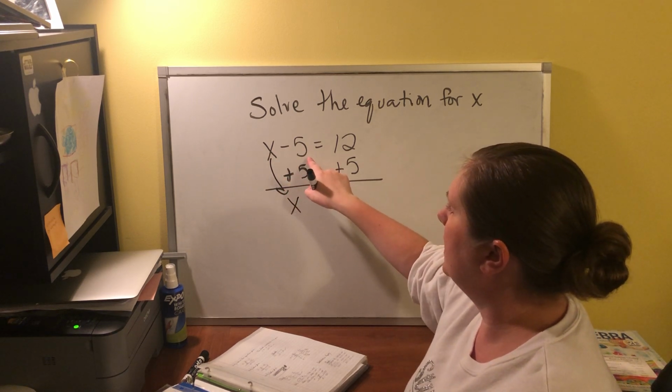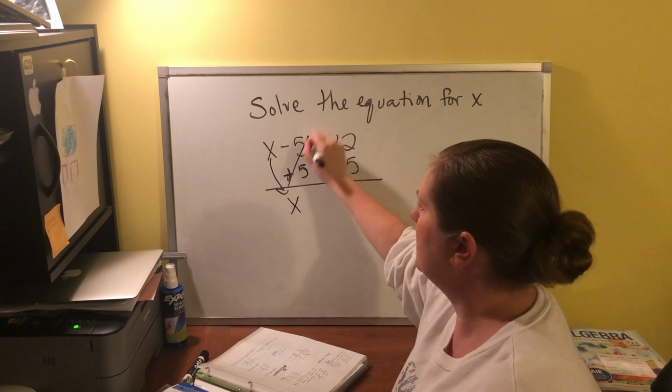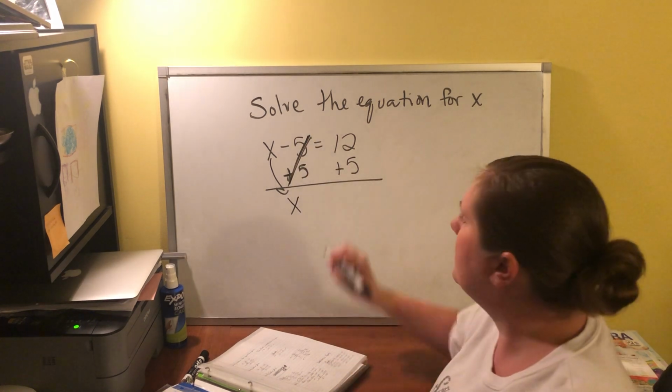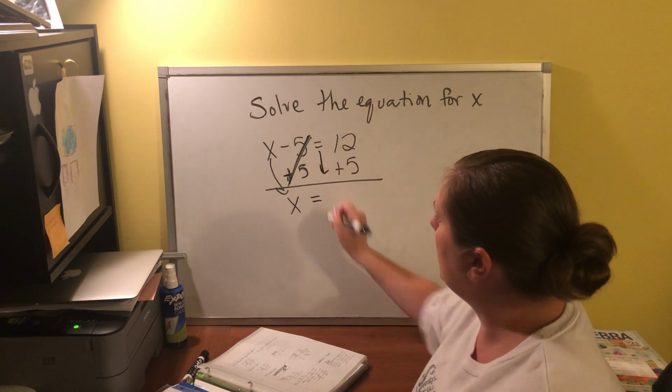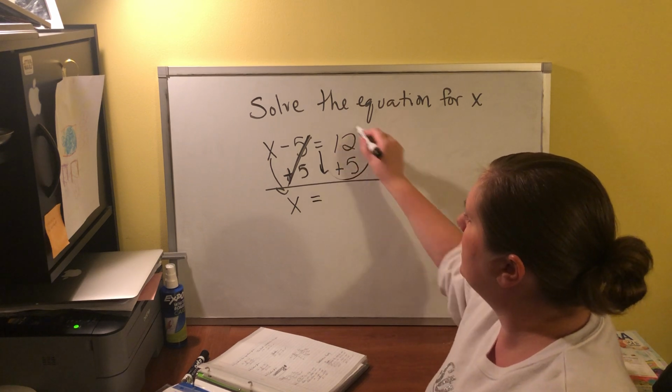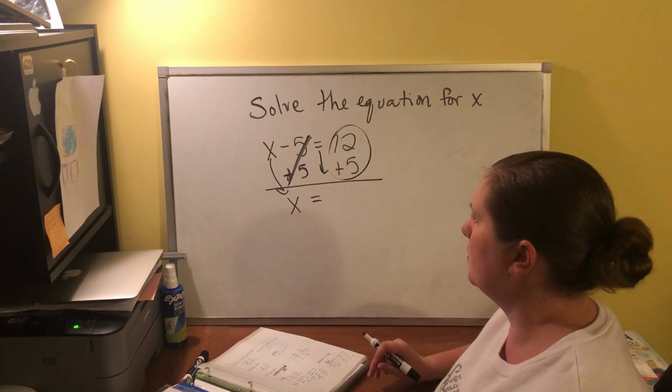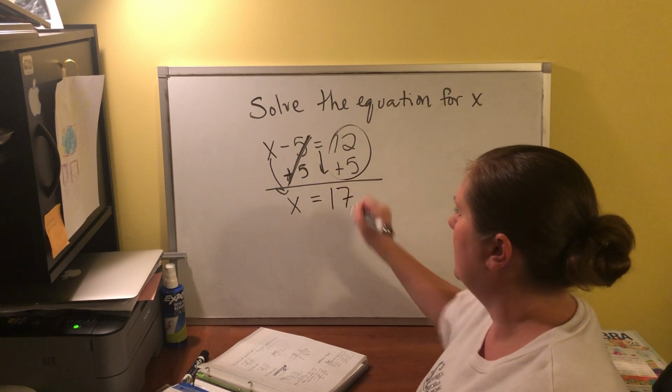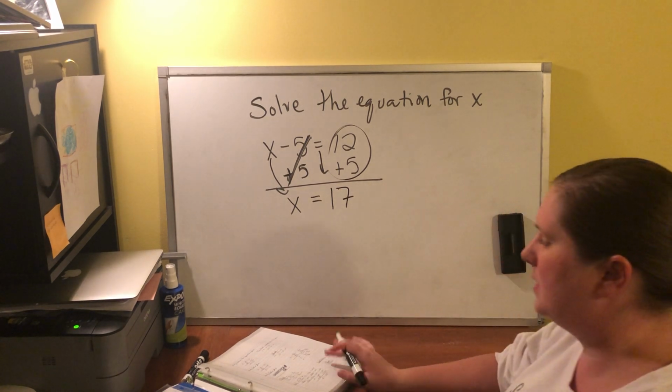And if you notice, negative 5 plus 5 cancels and becomes 0. That's what we want. We're going to bring down our equal sign. And then we're going to go ahead and solve the right-hand side of the equal sign, which is 12 plus 5 is 17. So x is 17.